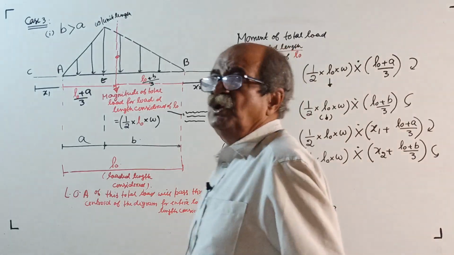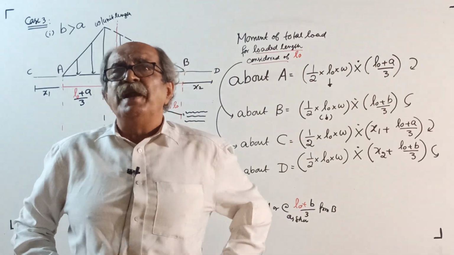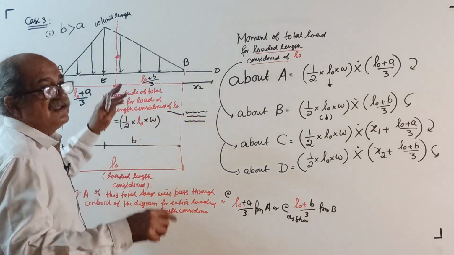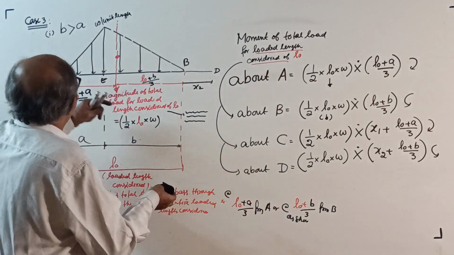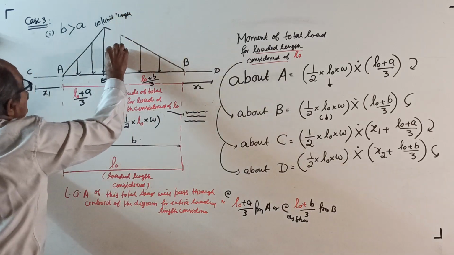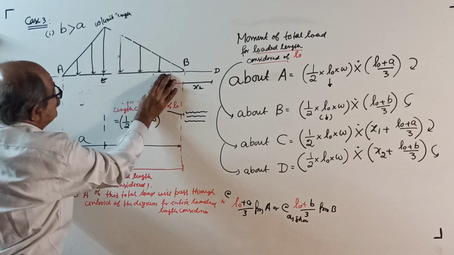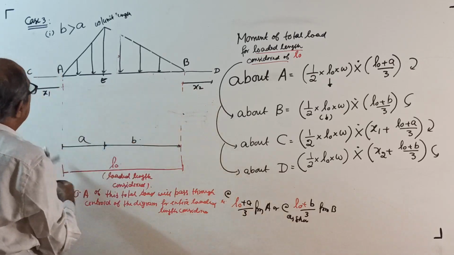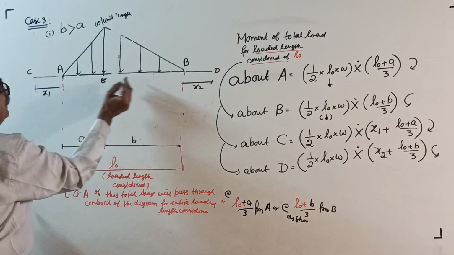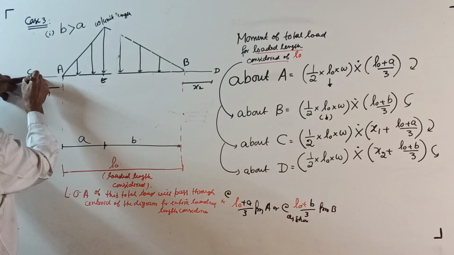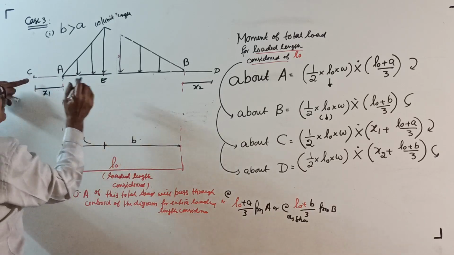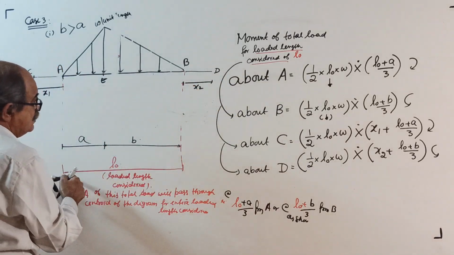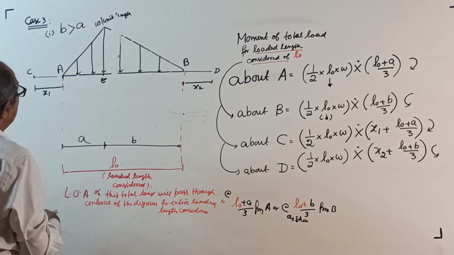Now we are going for moment. Every time I will not tell. Do not write all these things. Write one more diagram, if you are serious. Consider point A here, B here, and one extra point C here, to the left by x1, and one extra point D, to the right by x2. This is L naught. Now x1, x2 you can write anywhere.